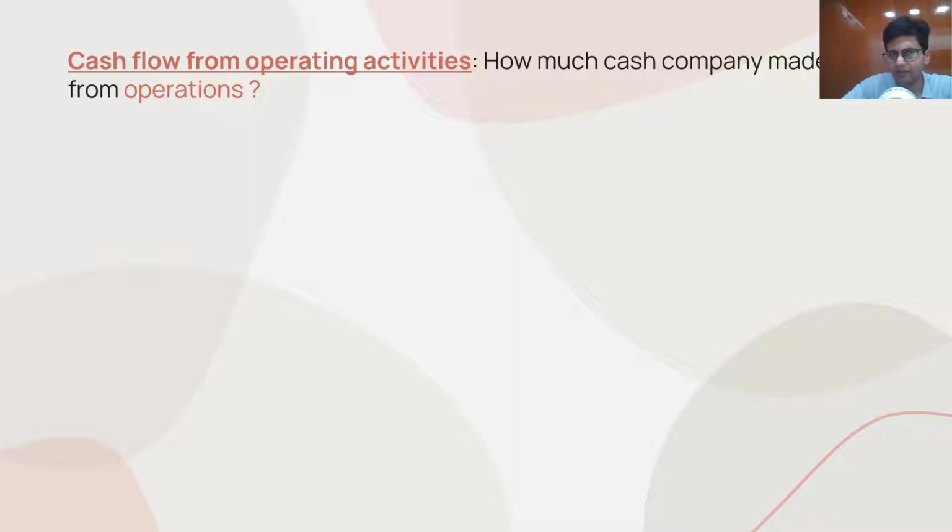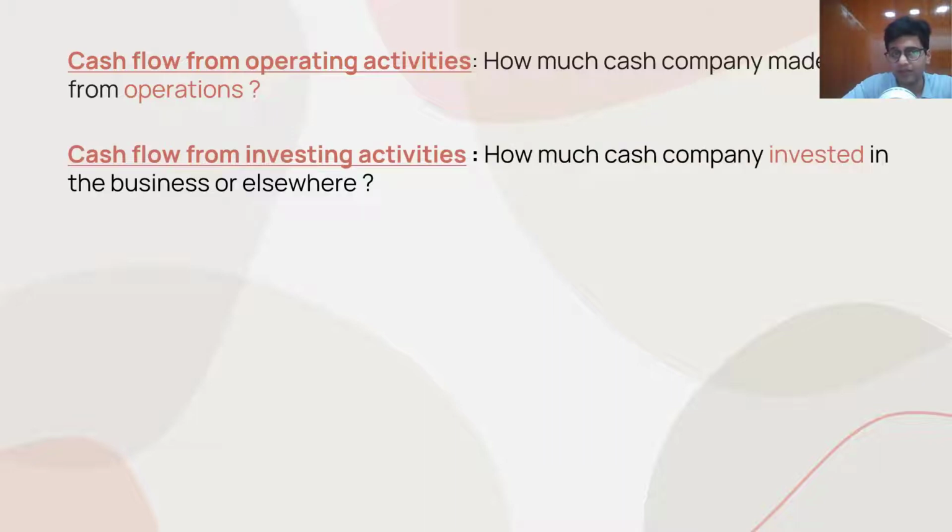Cash flow from operating activities, like the name suggests, states how much cash the company made or lost from operations. So let's assume that if Apple has operations of selling iPhones, then how much cash, I'm saying cash, not profit, how much cash did Apple make from its operating activities? The cash flow from investing, it's all in the name, says how much cash the company invested in the business or took out of the business during the period.